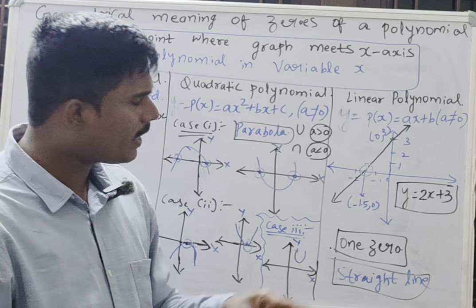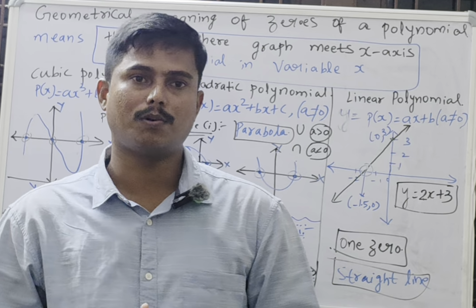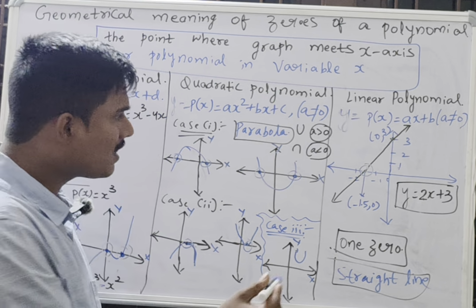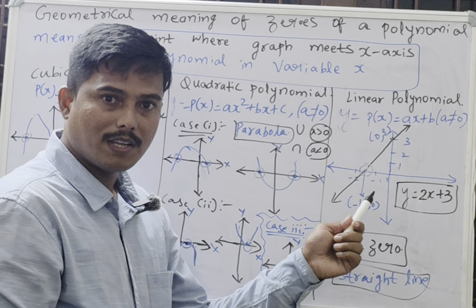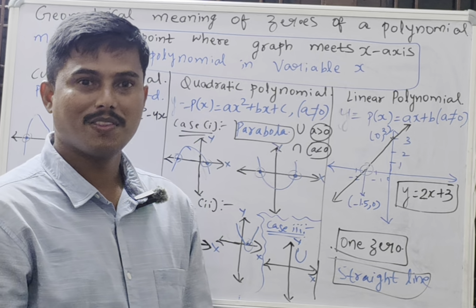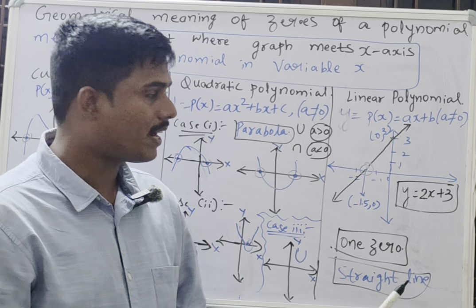So now which one is the 0 here? Either this or this. I told you the geometrical meaning of zeros in variable x is the point where the graph meets the x-axis. Where is the graph meeting the x-axis? Exactly here. So this is a 0. The polynomial in variable x, that's a linear polynomial, has how many zeros? 1 zero. This graph is called a straight line.